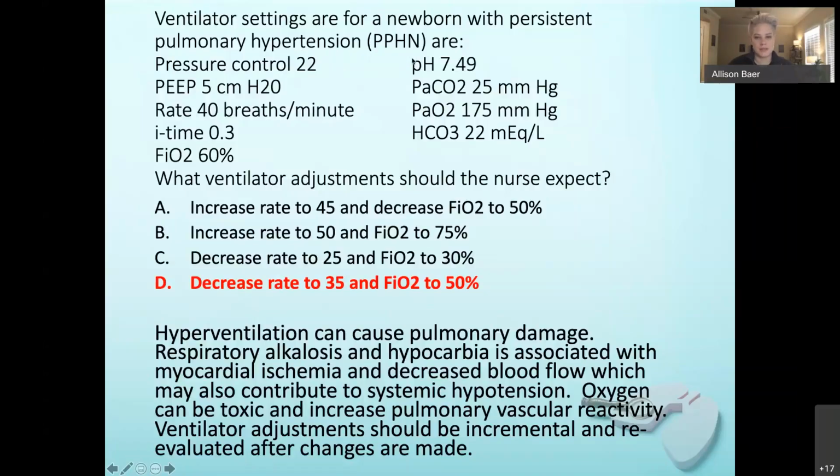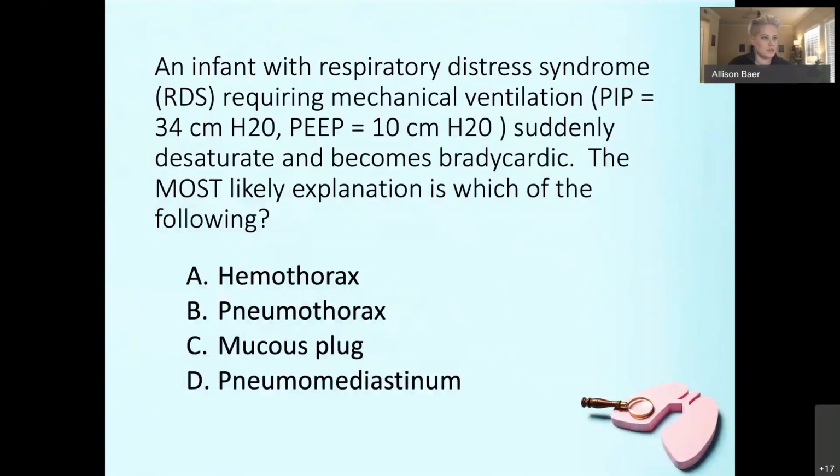These kids are very tenuous and twitchy, and you want to go slow on their weaning. So that's why you're only going to go down to 35 on the rate and 50 on their FiO2. You don't want to go too far, too quick. Anyway, you want to wean incrementally, wean slowly, especially with a baby with pulmonary hypertension. All right. Next question.